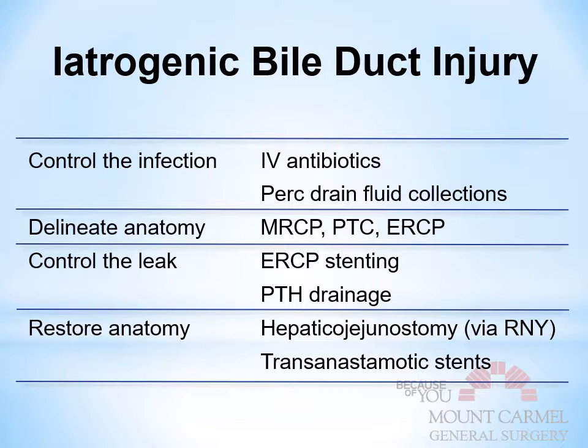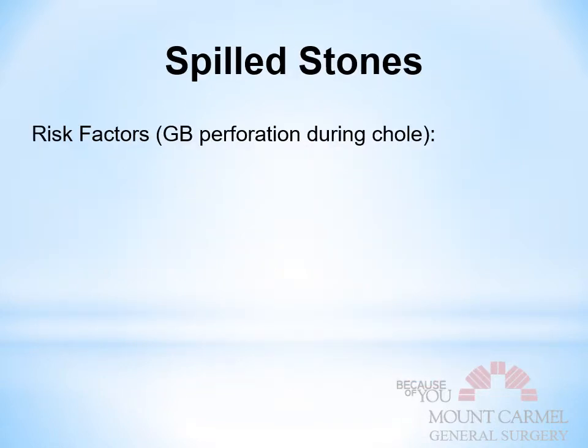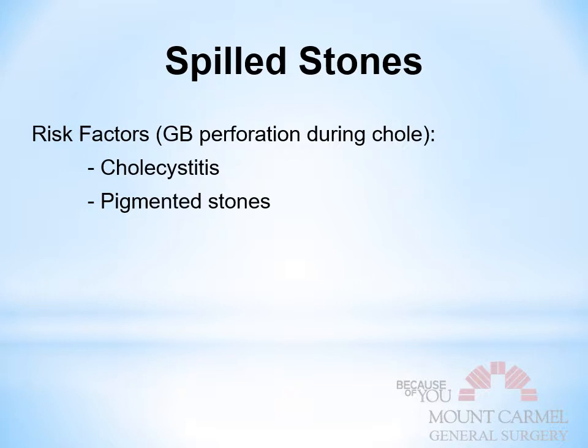And then, all right, so moving along to spilled stones, it's kind of related to that in a way, in that spilled stones are essentially when the gallbladder perforates during the cholecystectomy. We normally think of these kind of flippantly, but they're more significant than perhaps we occasionally recognize. Risk factors are obviously cholecystitis because it's a friable gallbladder, pigmented stones because there tends to be more and they tend to be more difficult to remove, and you can't see them through the wall of the gallbladder. If there's more than 15 stones, that's a huge risk factor.